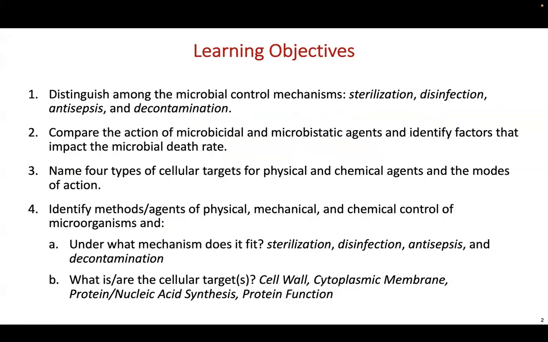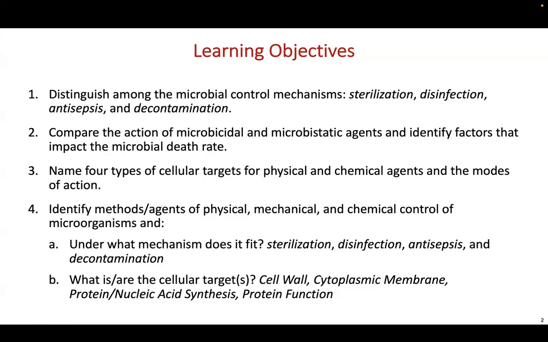antisepsis, and decontamination. And then we also compare the action of microbicidal and microbistatic agents and identify factors that impact the microbial death rate. We name four types of cellular targets for physical and chemical agents and the modes of action. We also identify methods and agents of physical, mechanical, and chemical control of microorganisms.